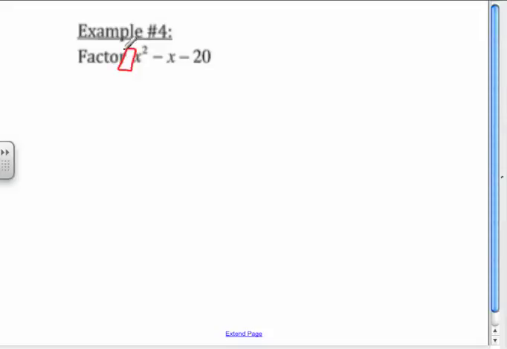Nothing in front of the x, so I know it's 1. So I know that the two front terms in each binomial are going to be x's, x times x. Now we've got something a little bit different. This is minus, so I know at least one of the factors has to be a minus, right? And since this is a minus, I know that it is just 1. So I know that the other one's going to be positive, because only when I multiply a negative times a positive do I get a negative.